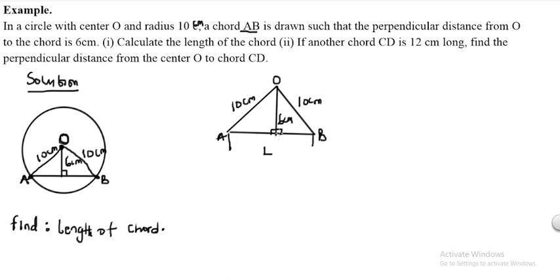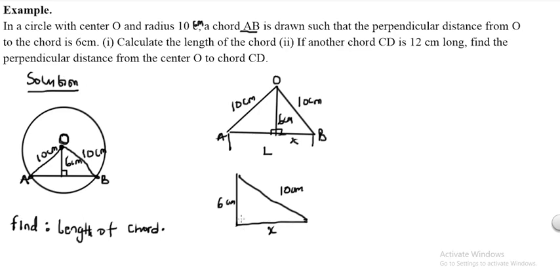So we can use the idea of the Pythagoras theorem to solve this. If you use one of the triangles here, let's say this distance is X, so that our new triangle looks like this: 10 centimeters, and then 6 centimeters here. So this will be X.